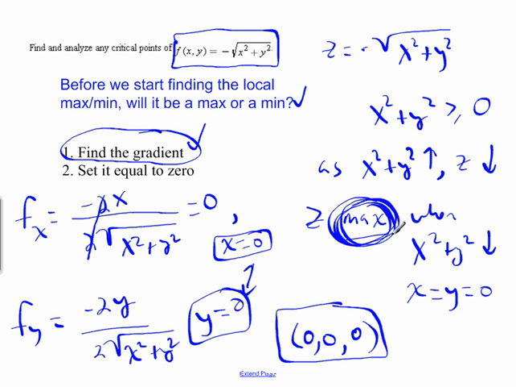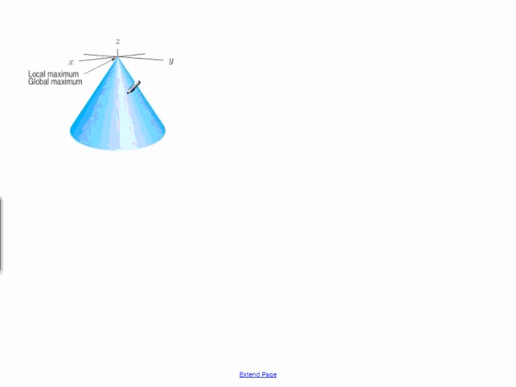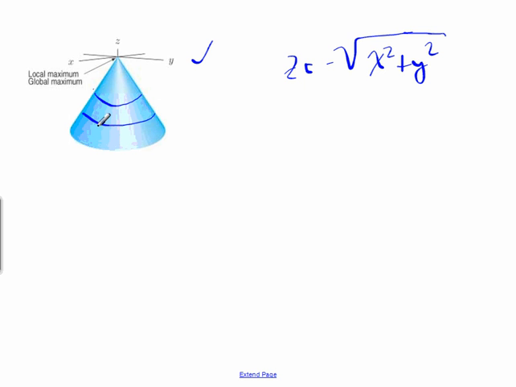We know it's going to be a max because for any value of x and y bigger than 0, the negative in front is going to make my z be negative. And here's the cone that graph creates. And notice all of my level curves are a bunch of circles that are dropping down.